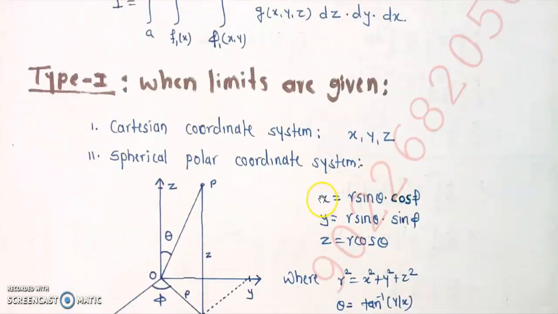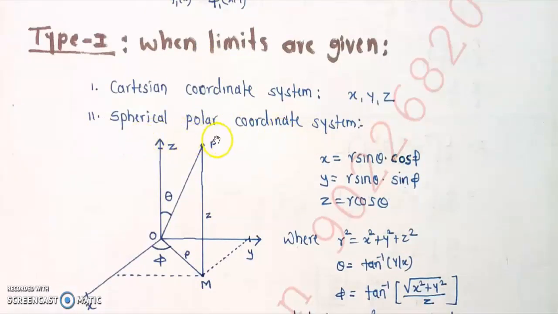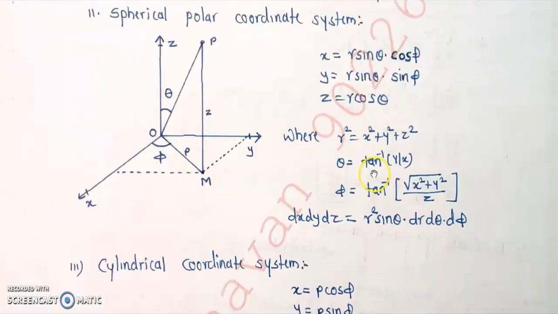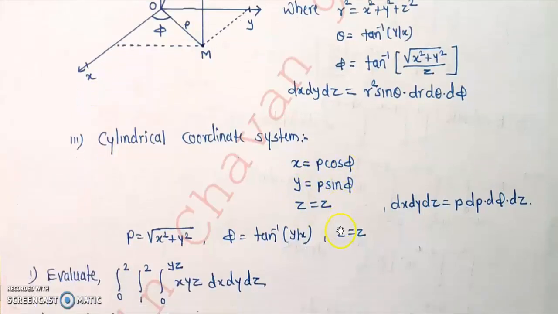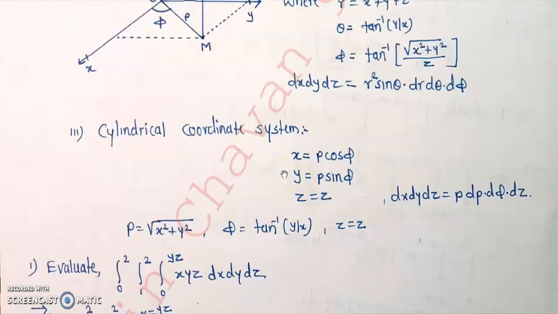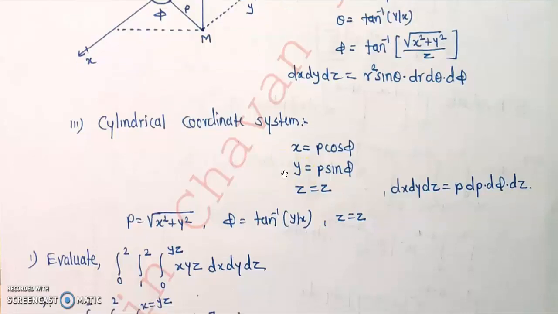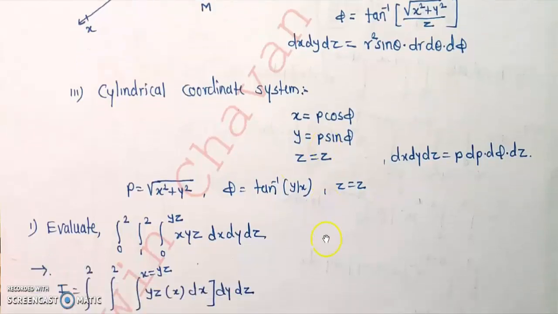I repeat, there are three systems we are discussing today. The Cartesian coordinate system means x, y and z. Second, the spherical polar coordinate system means conversion of x, y, z into r, theta and phi, generally used for sphere. And third, the cylindrical coordinate system converts x, y, z into p, phi and z and is used for cone, cylinder and paraboloid.